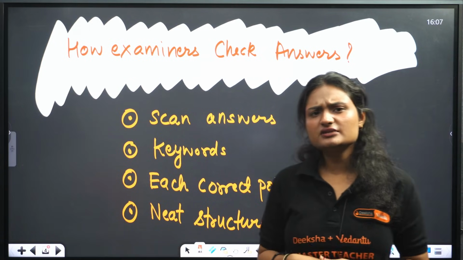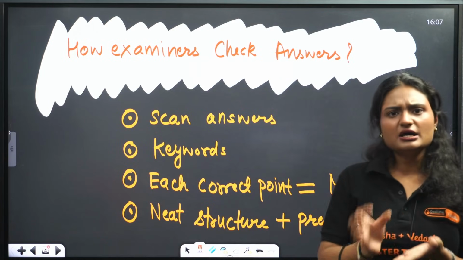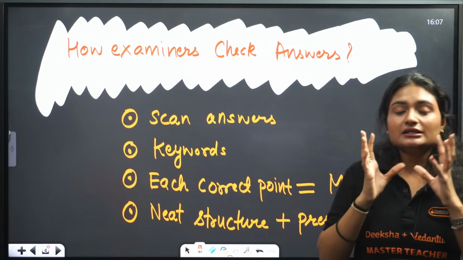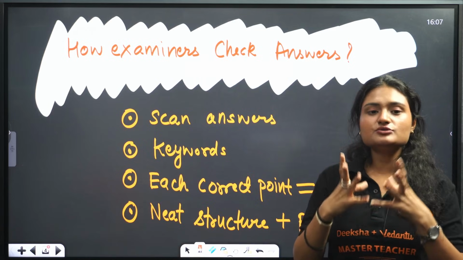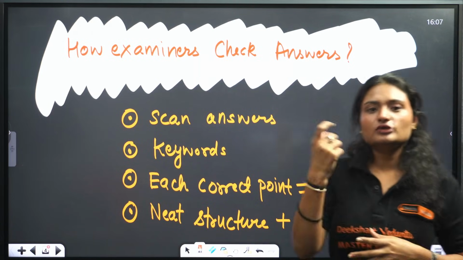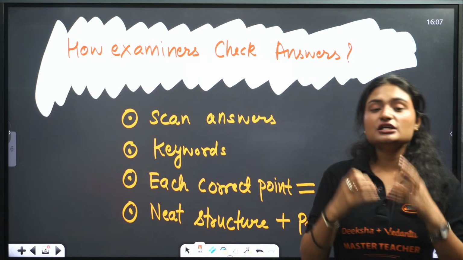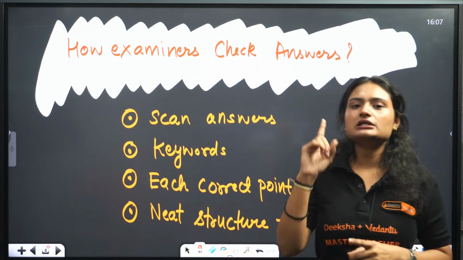If the student has written these keywords or underlined them, I see them, and that is going to make them correct. That will make them score you full marks. Now, they are looking for the keywords, they are scanning your answer. Each correct point means 1 mark.